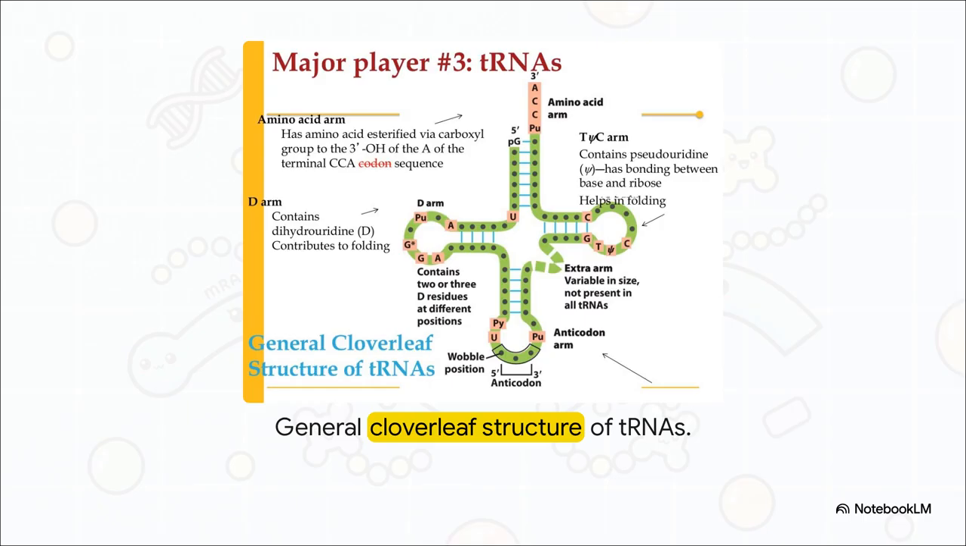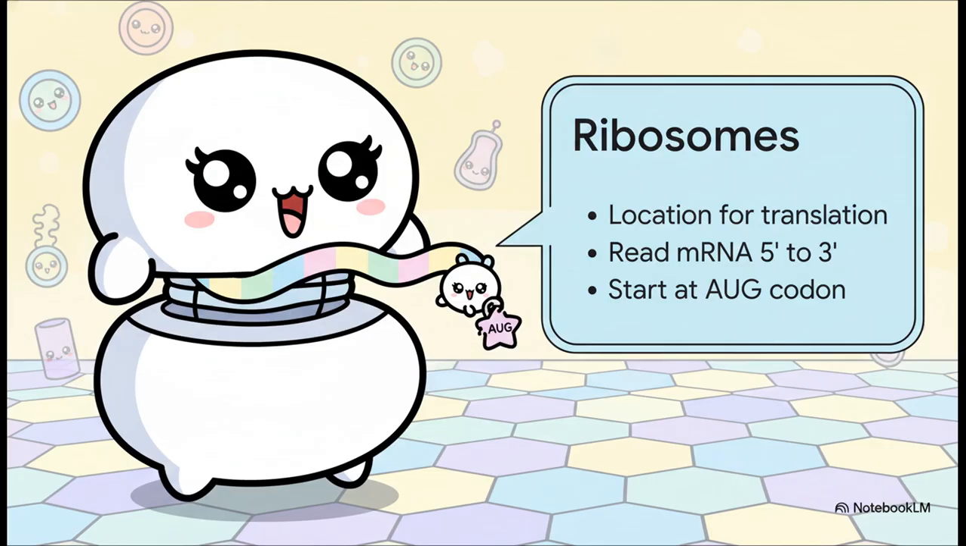Up top, you have the amino acid arm. Then you've got these specialized side arms, the D arm and the T-psi-C arm. These act as structural scaffolding, ensuring the whole molecule folds perfectly in 3D space. And right at the bottom is that vital anticodon arm, with its wobble position perfectly exposed and ready to interact with the mRNA. Next up, we have the heavy machinery itself, the ribosome.